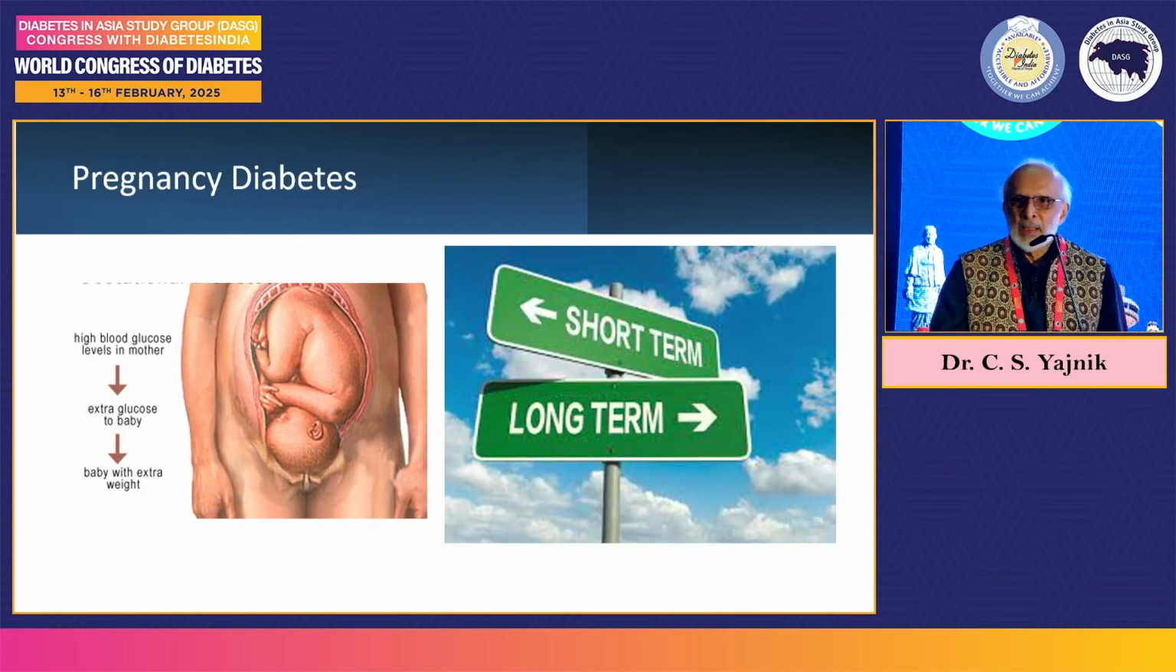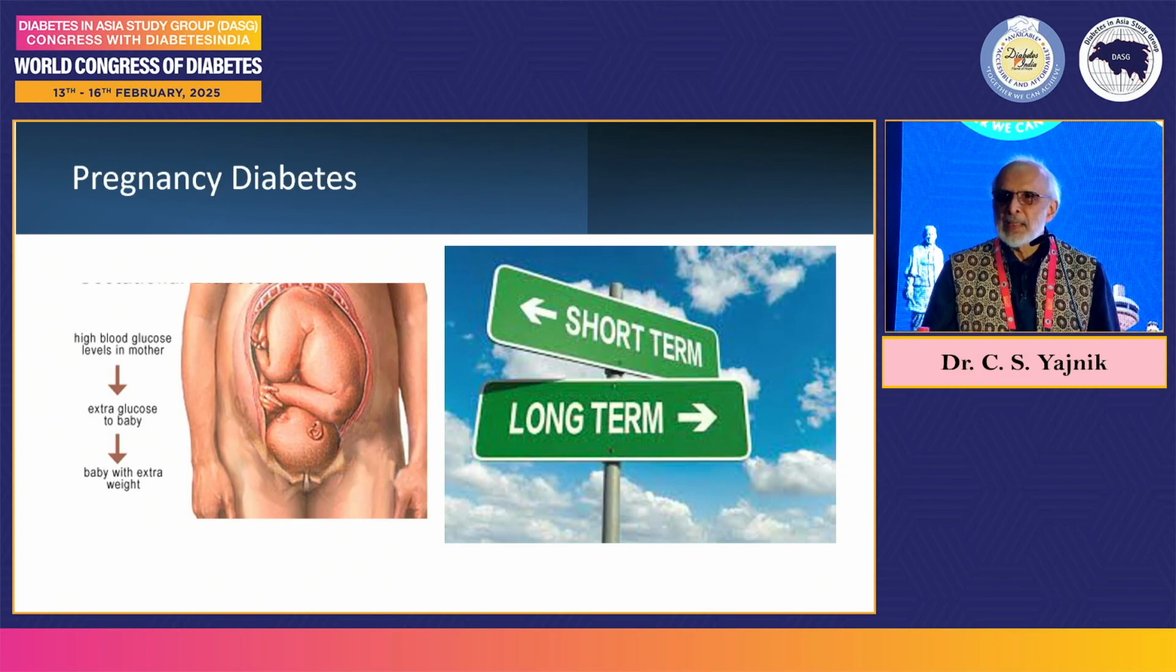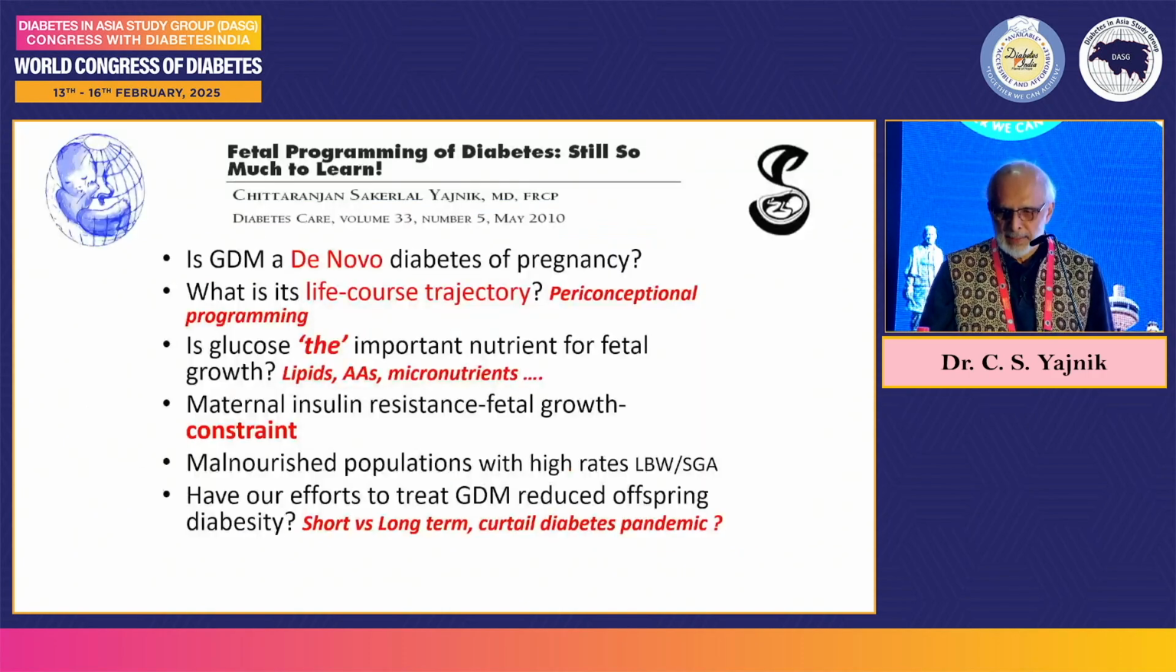In pregnancy diabetes, most of the outcomes which people study are short term, while the real ones which are feeding into the diabetes epidemic are the long term outcomes of fetal programming. And I think that's what I'm going to stress.